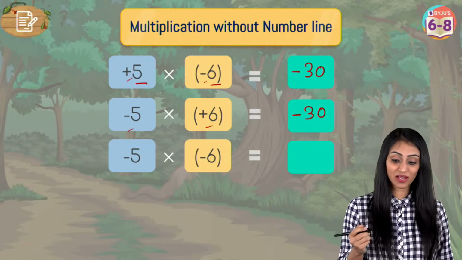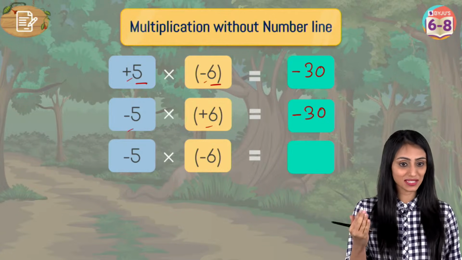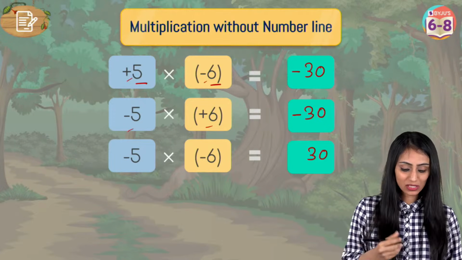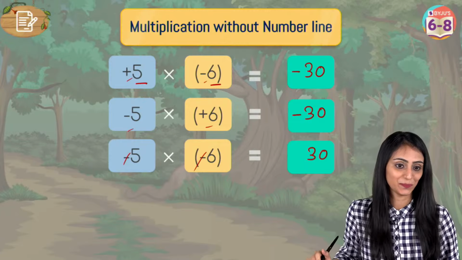Let's take a look at this. This time we have minus 5, minus 6. Signs are the same. What did I tell you? When signs are the same, we get a positive result. So 5 times 6 is 30. This time we will get a positive result. You know why this happens? Because negative and negative cancel out each other. That's the reason.